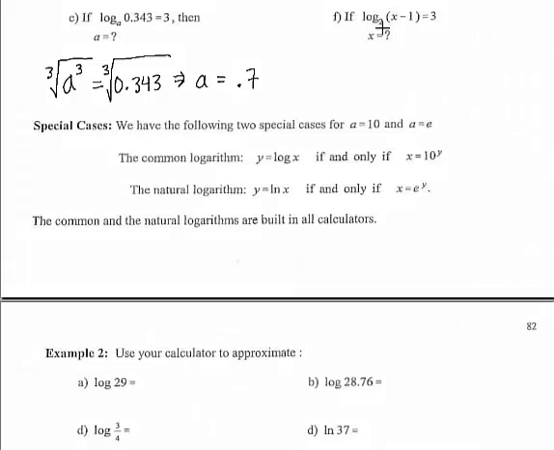If log base 2 of x minus 1 equals 3, what does x equal? Alright, so the base of our log is the base of the exponent. Log equals the exponent, and so 3 is our exponent. So 2 to the third would equal the argument of our log, which is x minus 1.